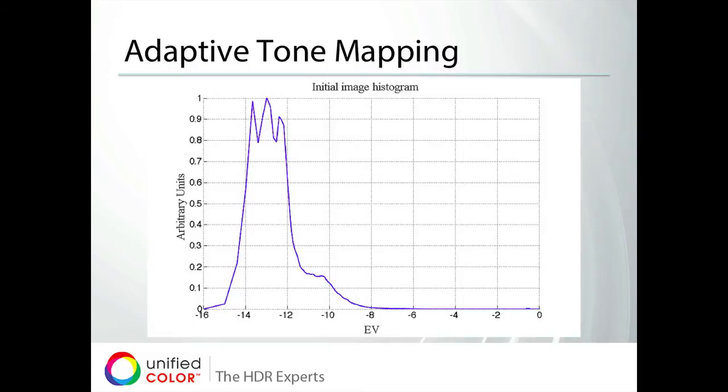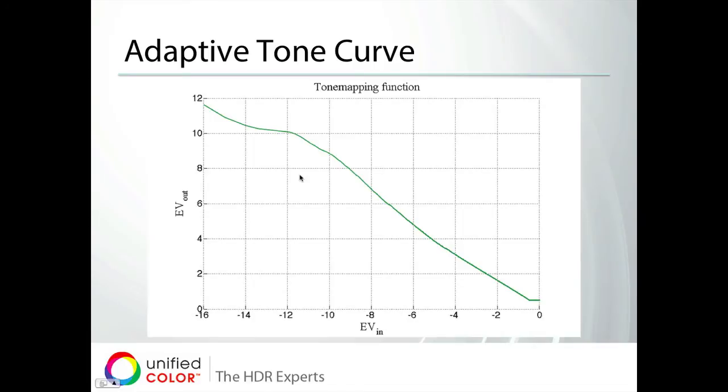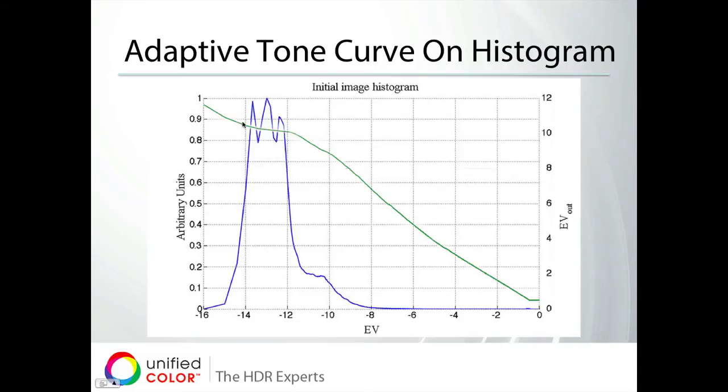So the best way to approach this is with a new tone mapping scheme called adaptive tone mapping. Here we see the same histogram that we started off with from the original image. Now with adaptive tone mapping, we're using a customized nonlinear function in order to optimize both the shadow and the highlight detail in the image. Let me superimpose this curve on the original histogram.